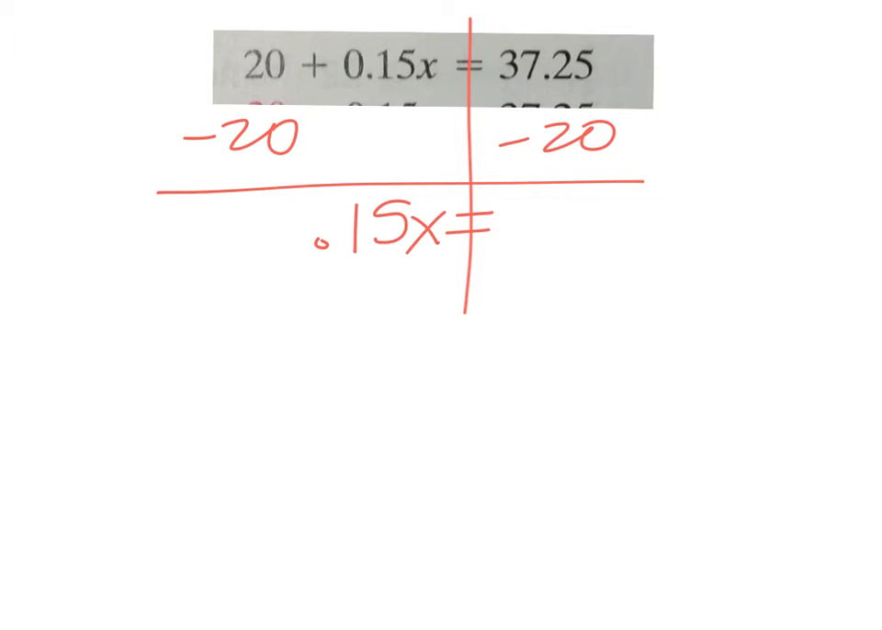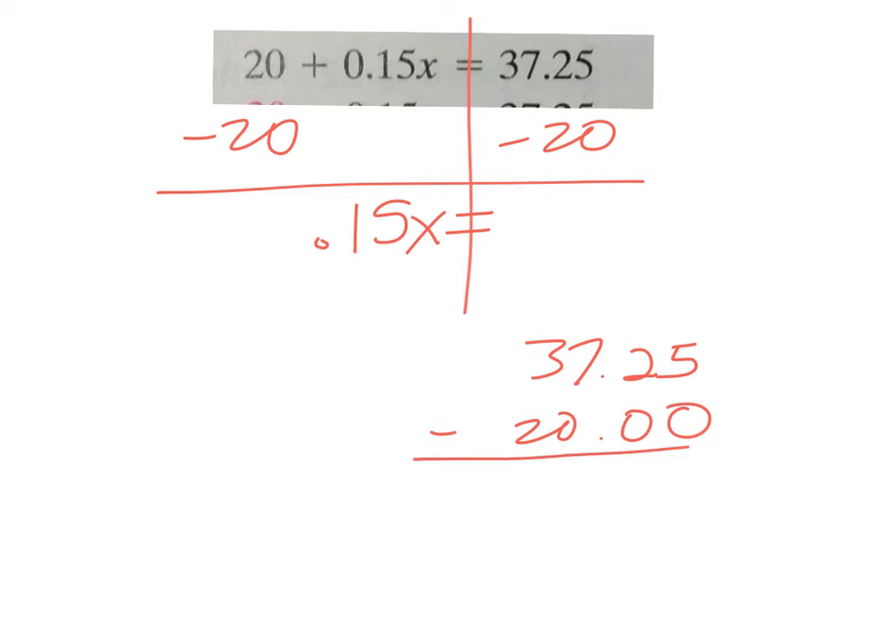Here's the trick though, right? 37.25 minus 20.00. Don't forget those on there, right? So 5 minus 0 is 5, 2 minus 0 is 2. Bring down your decimal. 7 minus 0 is 7. 3 minus 2 is 1. Right? So we're going to have 17.25. So 0.15x equals 17.25.